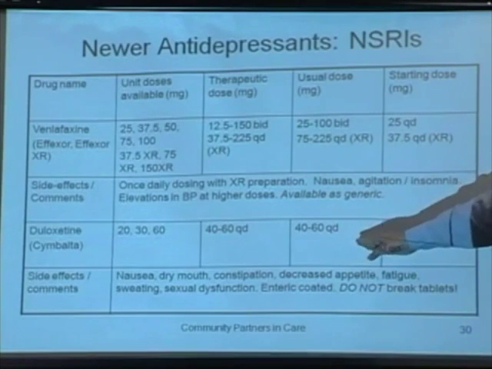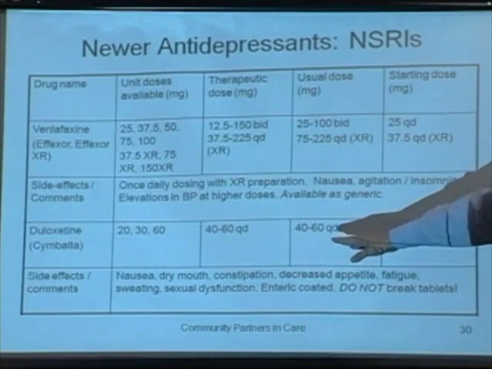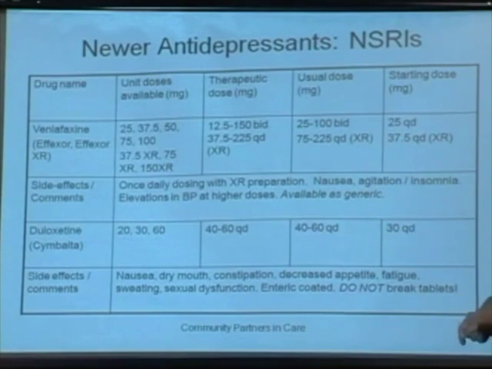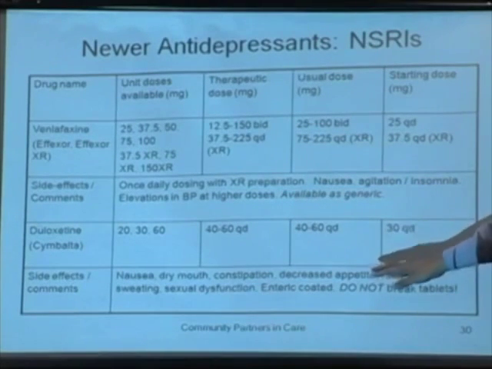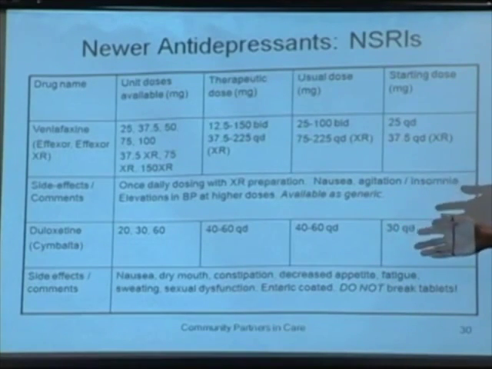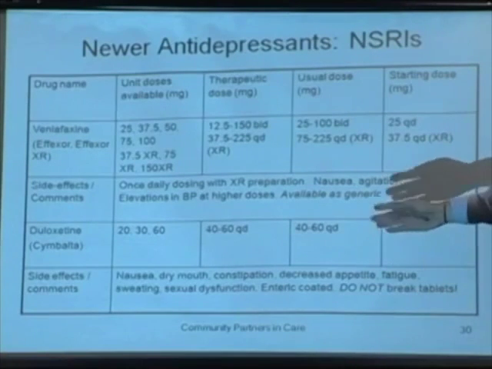And so you'll see that usually for the therapeutic range, it's around 40 to 60 milligrams a day, and that's usually what the usual doses will be too. And usually we will start people off on, let's say, 30 milligrams a day. In terms of side effects, these are usually going to be, again, just like what we've seen before: nausea, dry mouth, constipation, sometimes decreased appetite and fatigue, sexual dysfunction, and sweating.